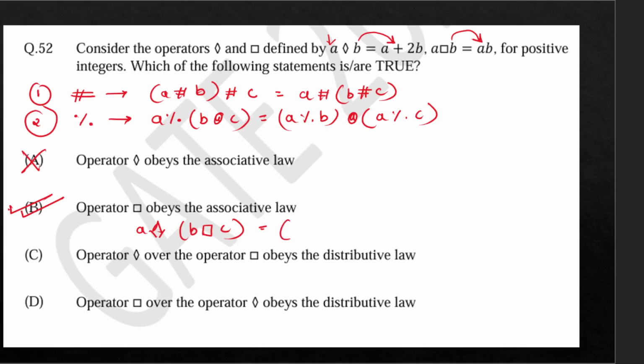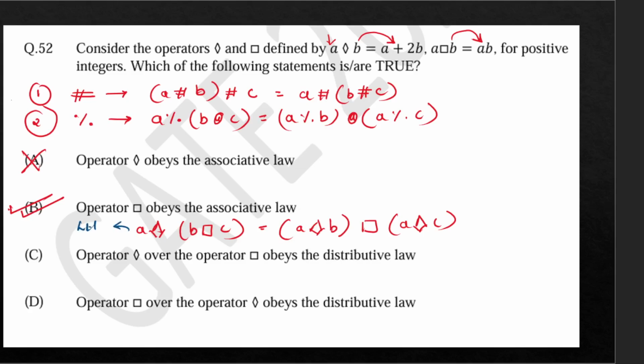So it will be A diamond, B box will be in the middle, A diamond, C like this. Okay. Now can we just solve this? So this is LHS I am writing. Now let's check whether LHS is equal to RHS.